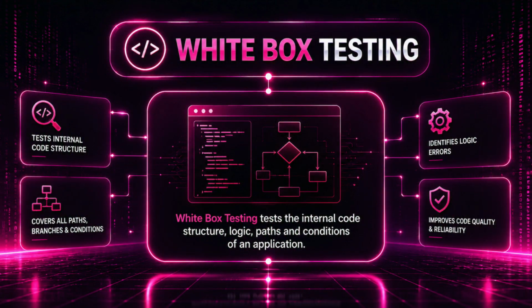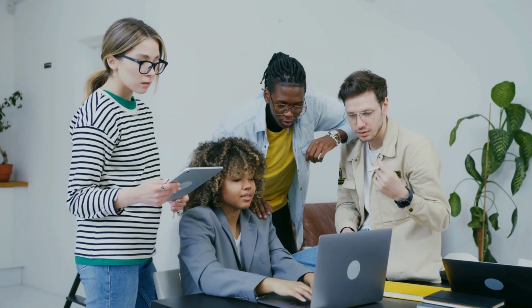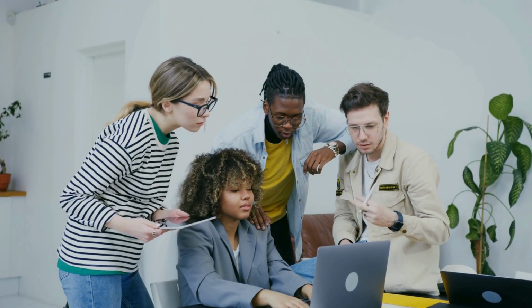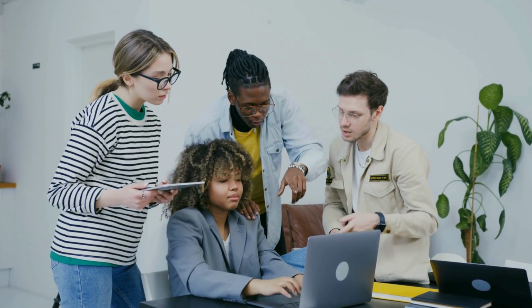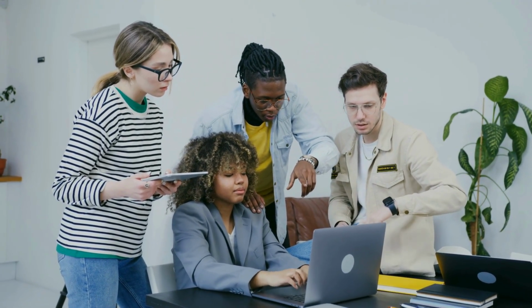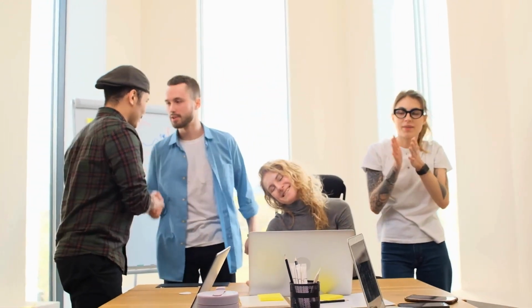In white box testing, the internal code and logic are visible. Testers or developers examine code structure, conditions, loops, paths, and internal workflows. The goal is to ensure the software logic works properly behind the scenes. White box testing is commonly used in unit testing and code-level validations. Together, these testing approaches help teams deliver reliable, secure, and high-quality software.